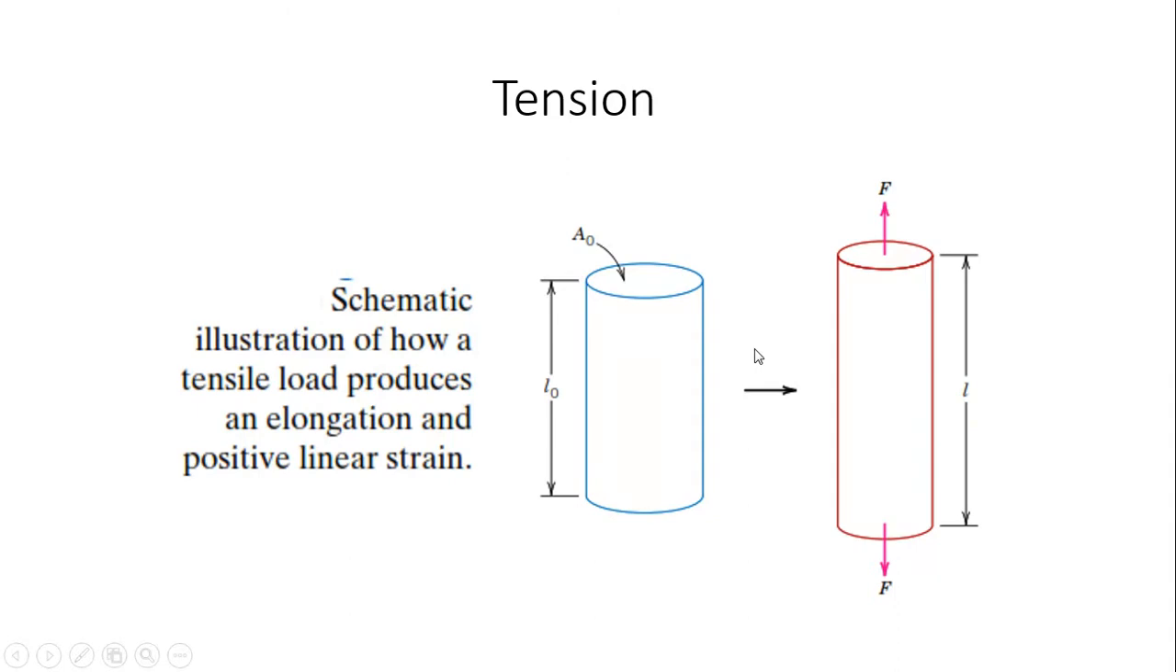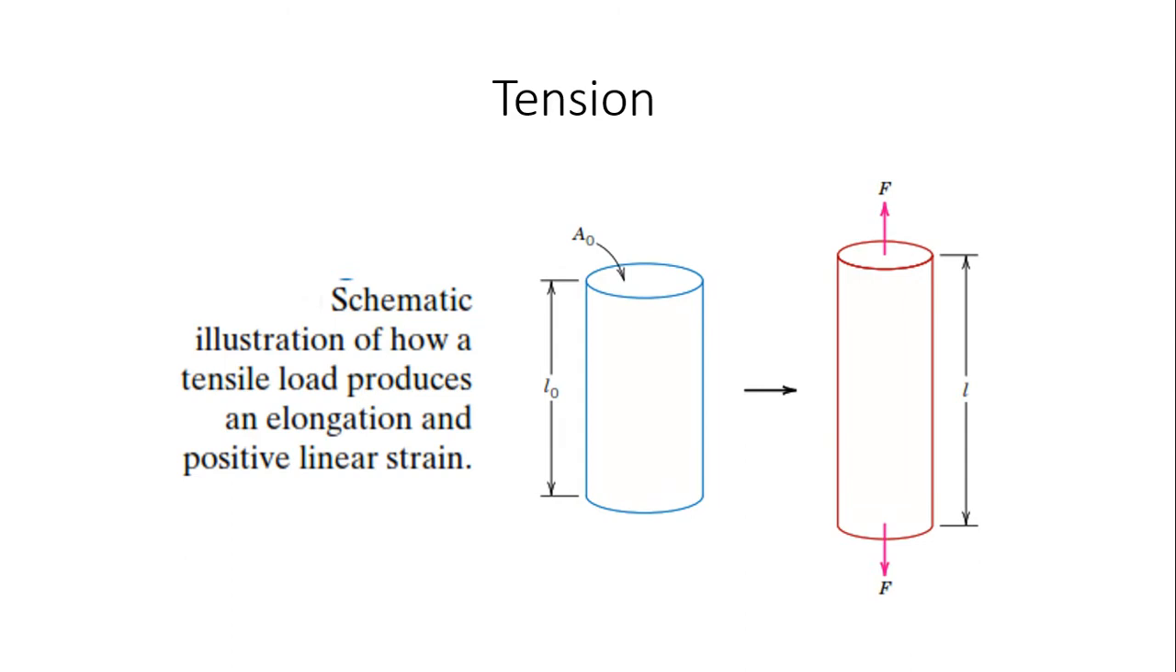So when you are applying the tensile force, what will happen to the length? The length will increase, and it will start deforming. Deforming means it is elongating. When this elongation is taking place, stresses will develop inside the material. Up to some point, the stress is directly proportional to strain. This region we call the elastic limit.